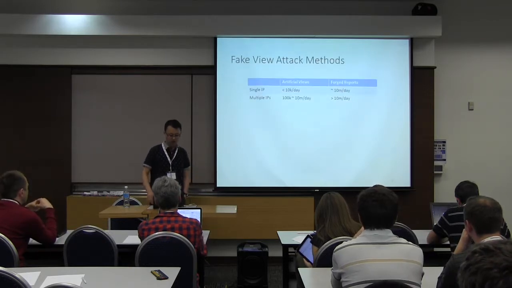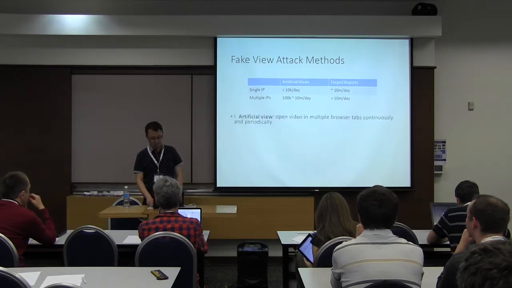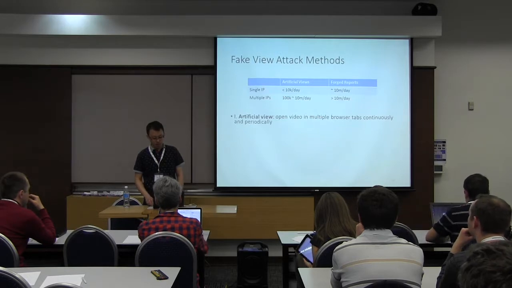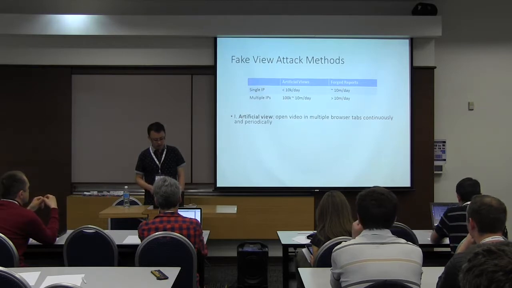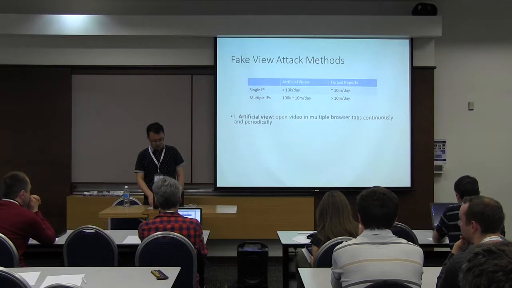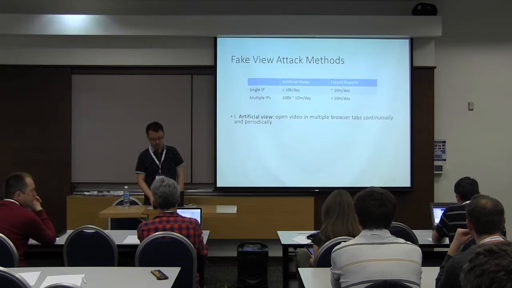This table summarizes the rate of fake views created by different levels of tools. The first tool creating artificial views will open the video in a browser tab, view the video for a short period, close the video, and then send the request again. Since viewing a video needs computer resources, the rate is limited. From a single IP, the fake view rate is no more than 10,000 per day.